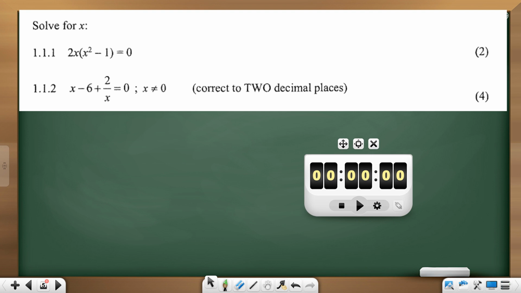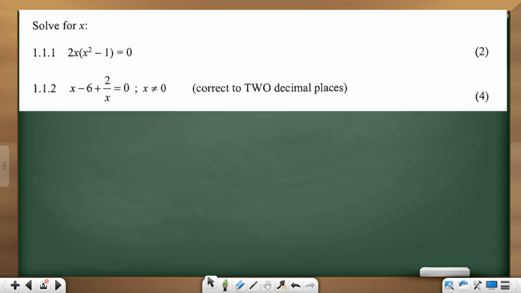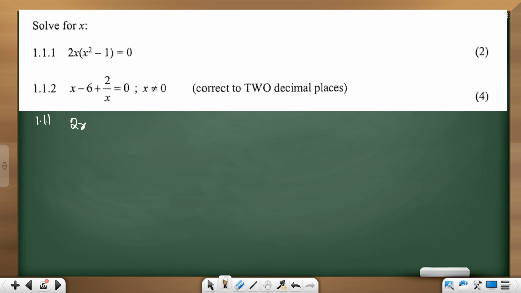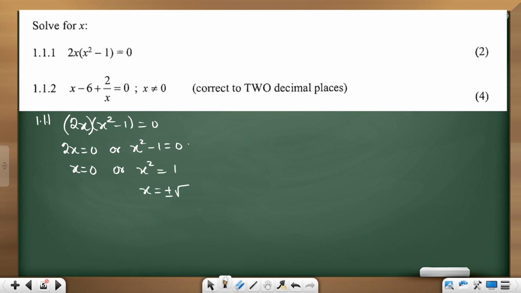All right, thank you for those that shared answers. I really like those who share answers. And a lot of us got question number 1 not totally correct. All right, guys, 1.1.1. Take note of these things. These things do harm a lot of us. All right, this is a bracket here. So it's either 2x equals 0 or x squared minus 1 equals 0, which means x equals 0 there. Or, this is where the problem is. You could do this in 2 ways. x squared equals 1, and when we are solving, please, it's plus or minus.